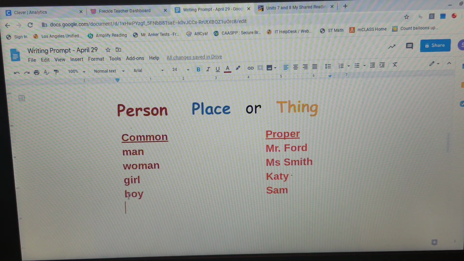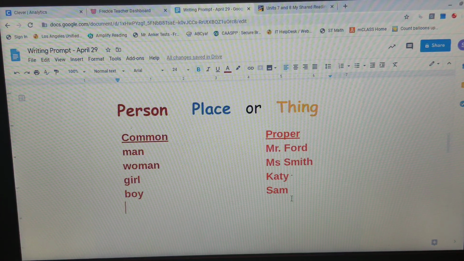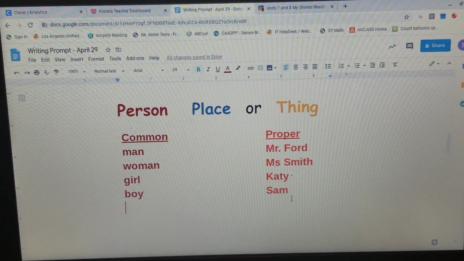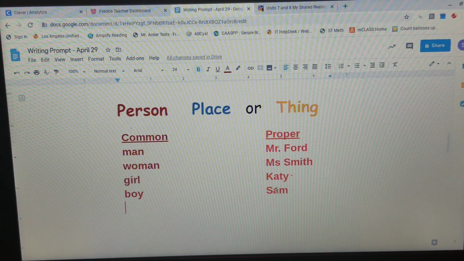Boy is the common noun, but when we use it as a proper noun, we have to capitalize, like Sam, or Michael, or Alex, Chris. All of those would be proper nouns.